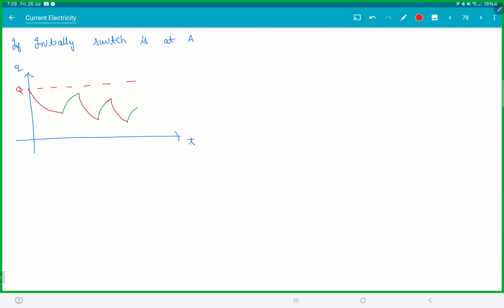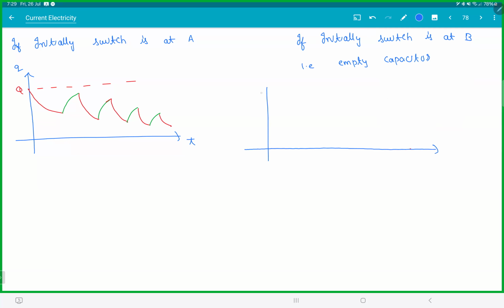What Ishan said was right. And this just keeps going down. But if initially the switch is at B, that is, the capacitor is empty, still think about this more. It's a pretty good one. I don't see how it is not depending on time constants.